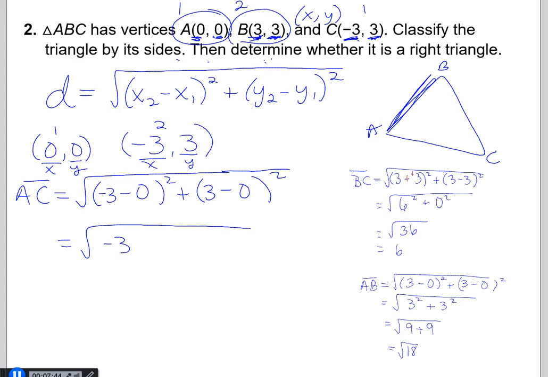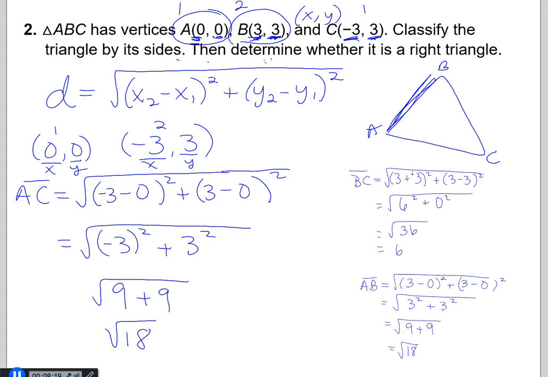Now, this is something I want you to be careful with. When you do negative 3 squared, it has to look like that, with parentheses. Don't just write negative 3 squared. And I'll tell you why in a minute. Plus 3 minus 0 is 3 squared. Negative 3 squared means negative 3 times negative 3. So a negative times a negative is a positive, and 3 times 3 is 9. So that's 9. That's 9. 18. Square root of 18.